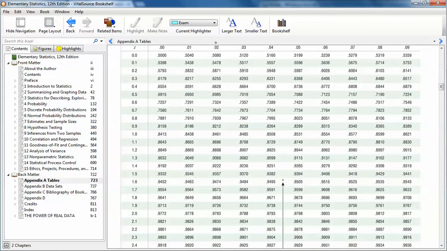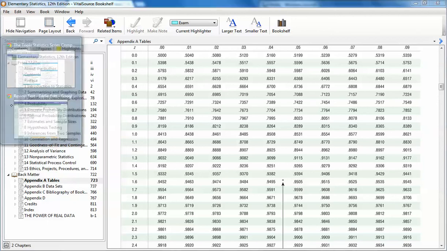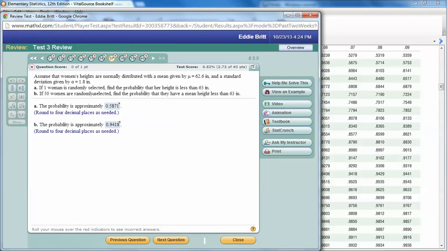So 0.22. This right here, that's our answer, 0.5871. So part A, the answer is 0.5871. That is the probability if you randomly select one woman that her height is less than 63 inches, given this information up here.